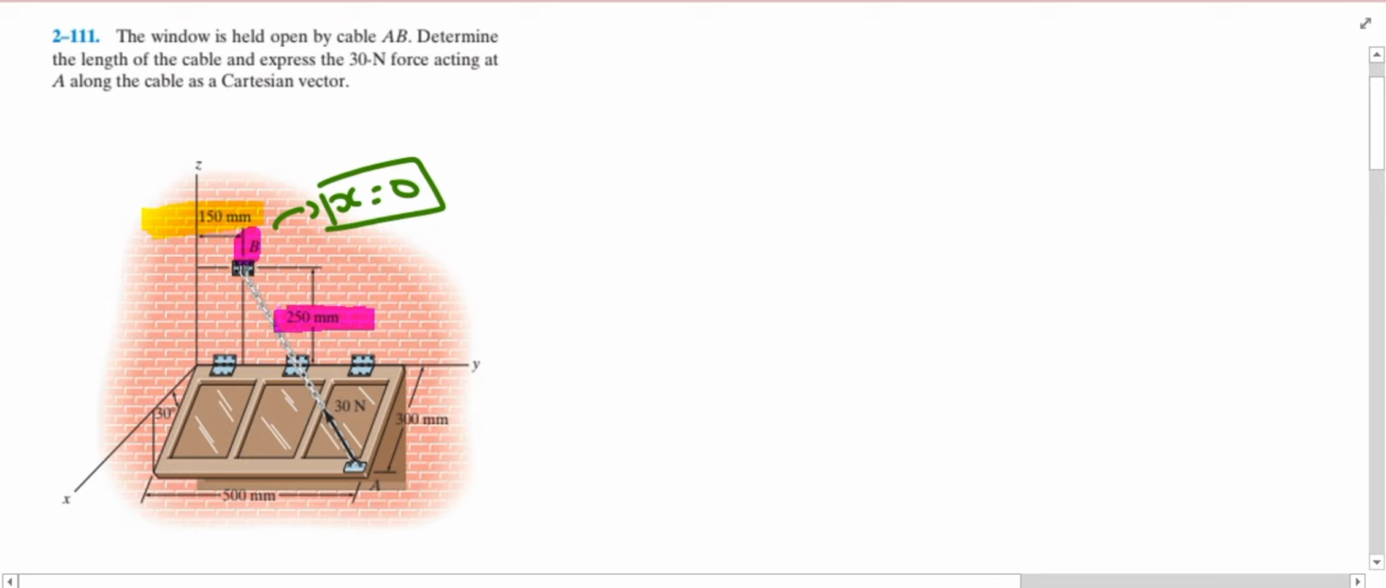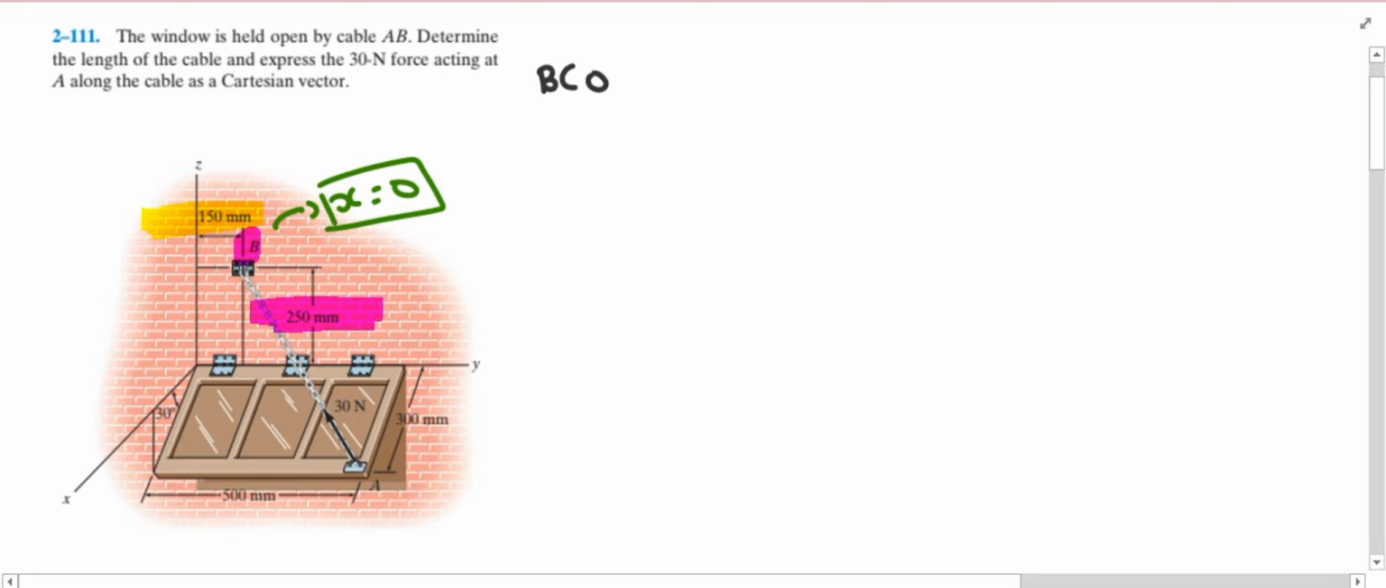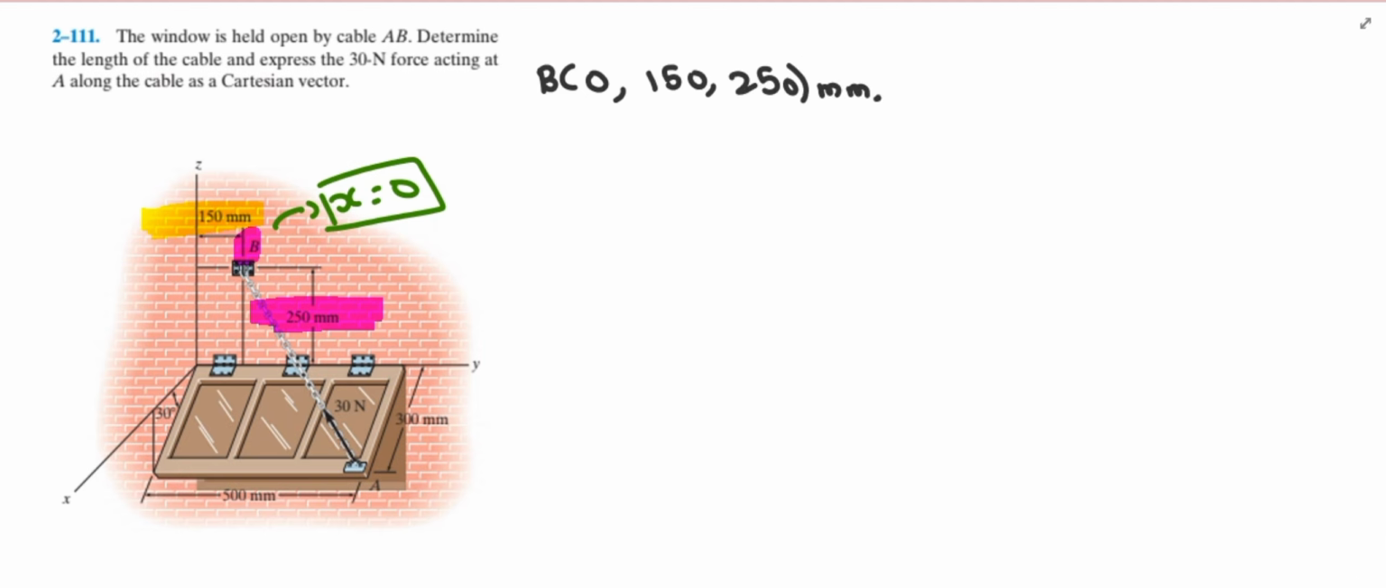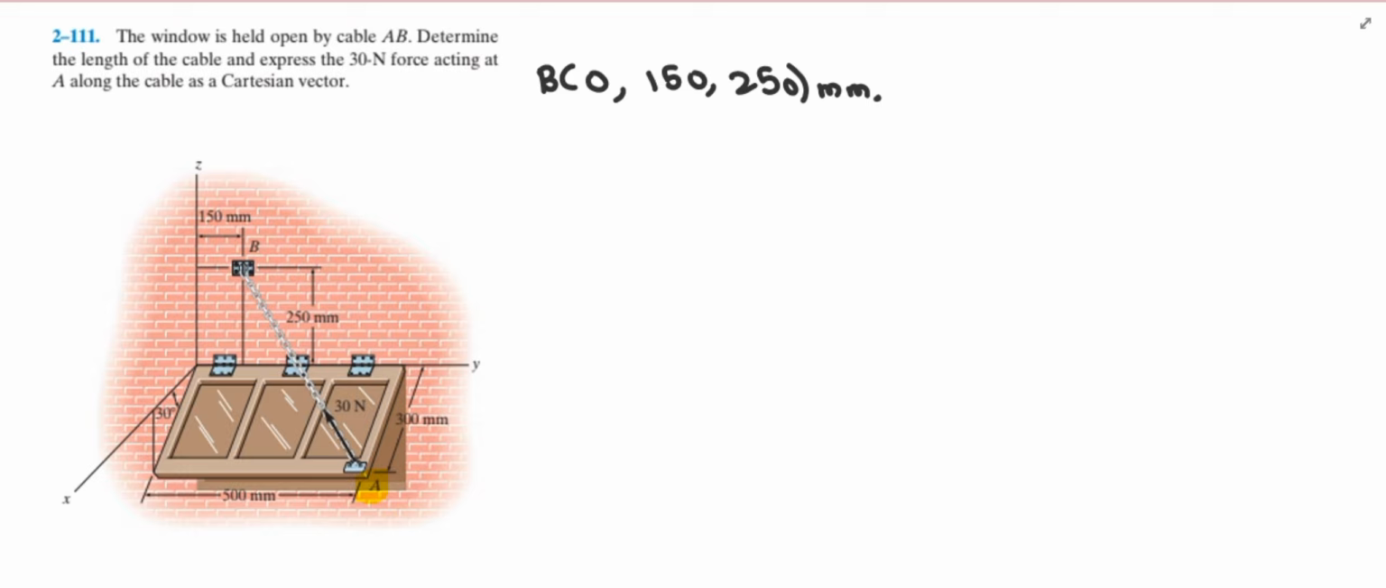And this 250 millimeter distance is indicating vertically upward, so it is the positive Z value present in point B. So the location of point B can be written as B bracket 0 comma 150 comma 250 bracket close millimeter. This is the location of point B. Now what about the location of point A? Point A is not perfectly lying on the YZ plane, or any plane.